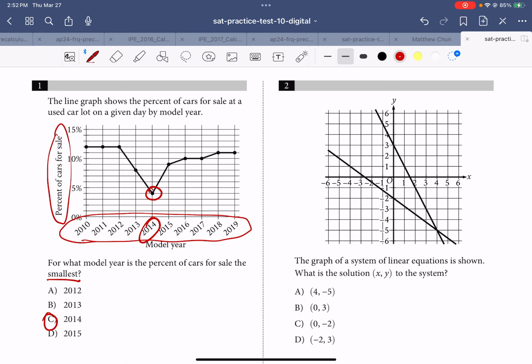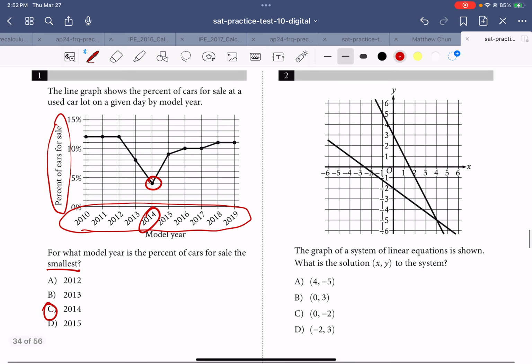C. Okay. Number 2, the graph of the system of linear equations is shown, and what is the solution? The solution is the intersection of the two lines. So the x value is 4, the y value is -5. So (4, -5). Okay.